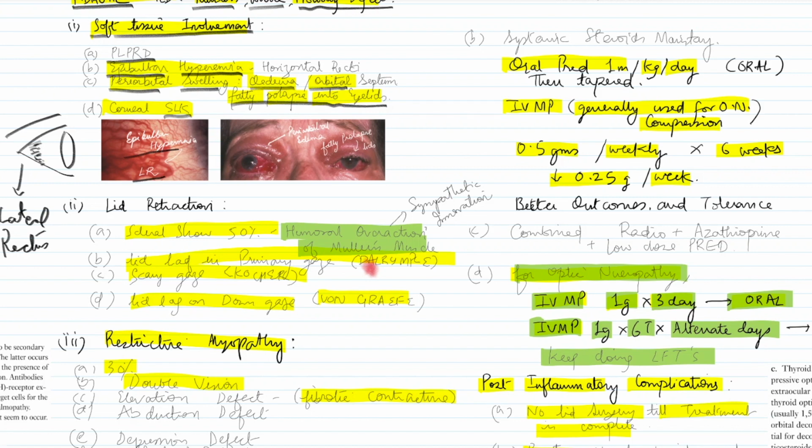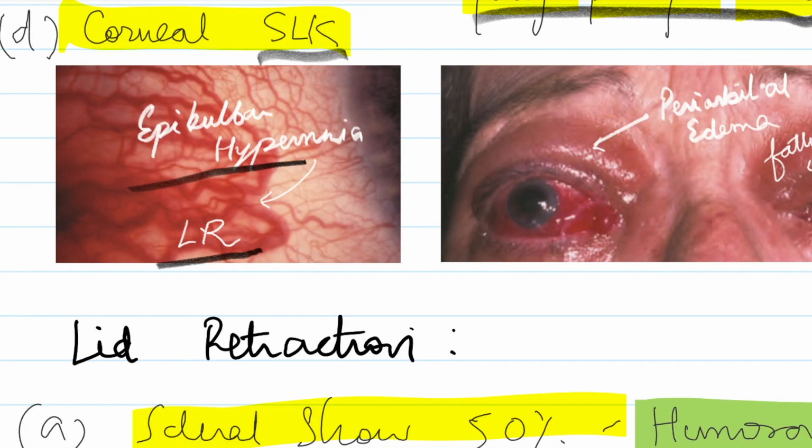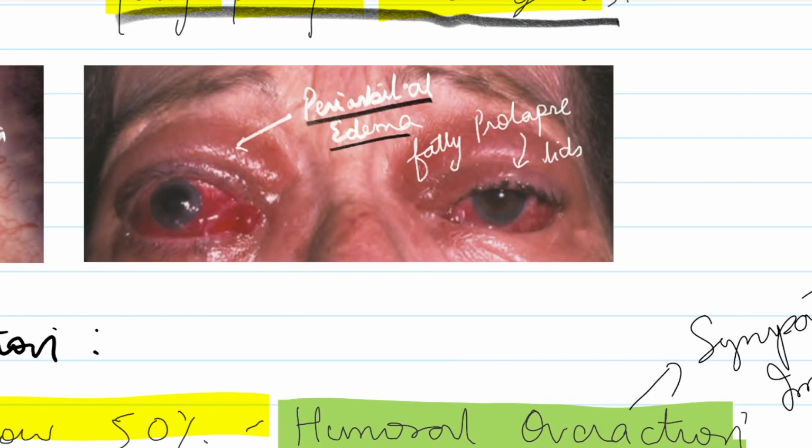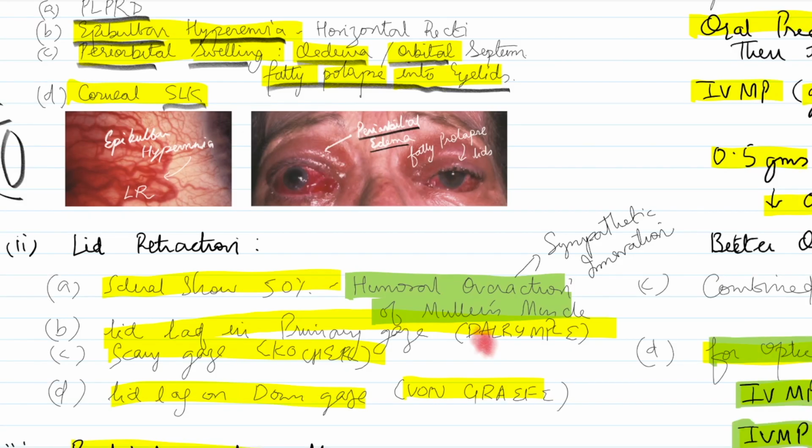So this is the periorbital edema. So this would be the bulbar hyperemia. You can see there are vessels that are congested. All these vessels are congested in the conjunctiva, and then you have periorbital edema. This is the area where we can see the periorbital edema. There can be some fatty prolapse also, and you can see there is severe congestion, and also there seems to be corneal involvement. So this is a typical presentation of soft tissue involvement in thyroid eye disease.